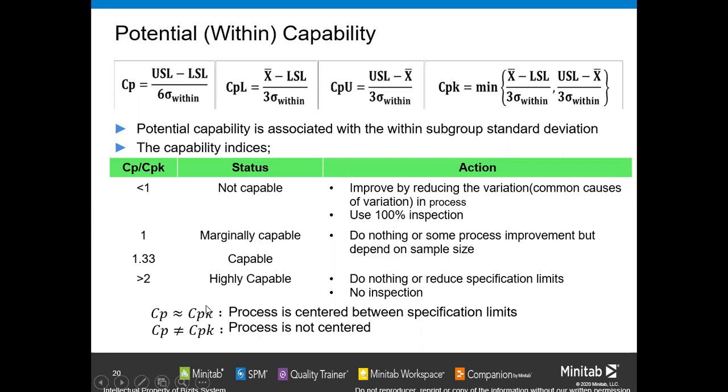And then sometimes we get confused about when to use CP and CPK. If CP is almost the same as CPK, it means your process is centered between the specification limits. If CP is not the same as CPK, the process is not centered.